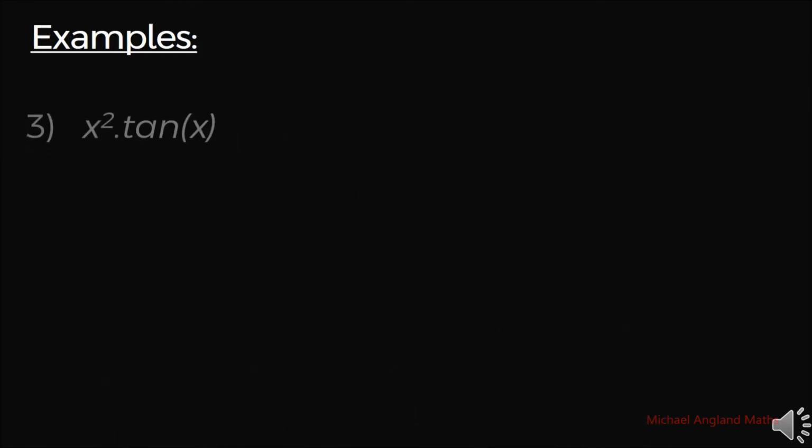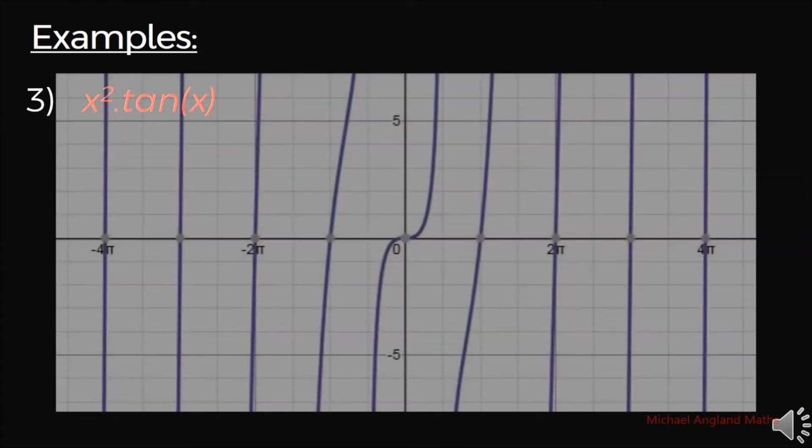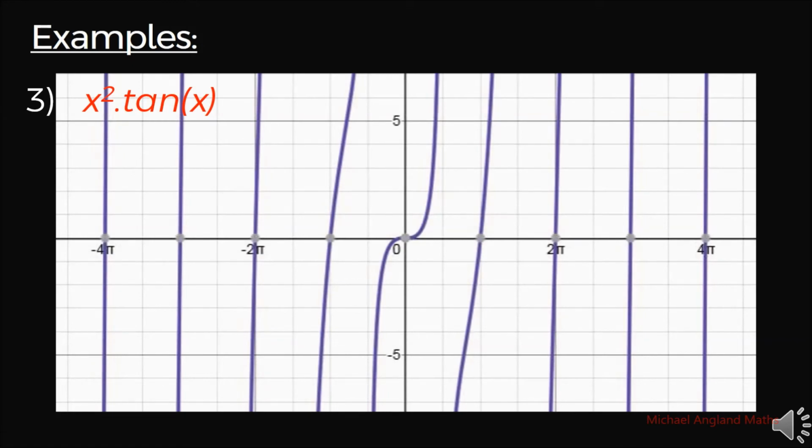Moving on to example 3, x squared tan x. So if we just have a look for a start at the graph of this, we can see it looks almost exactly like tan of x, but as x increases in magnitude, that is, as it gets bigger in the negative direction and in the positive direction, that elongates the tan curve, so the tan curve appears to become a straight vertical line.